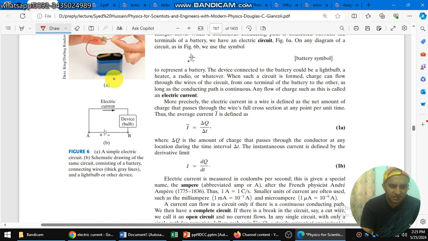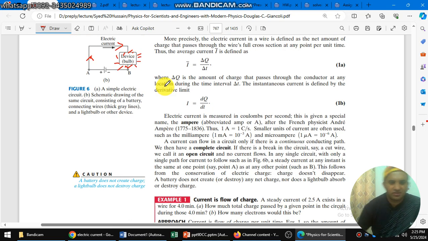So here is the diagram. We connect an electric bulb with the battery, and the current starts flowing from the positive terminal towards the negative, so the bulb will glow when we connect it with the battery. Simple as that. Now we move on and discuss the unit of current.